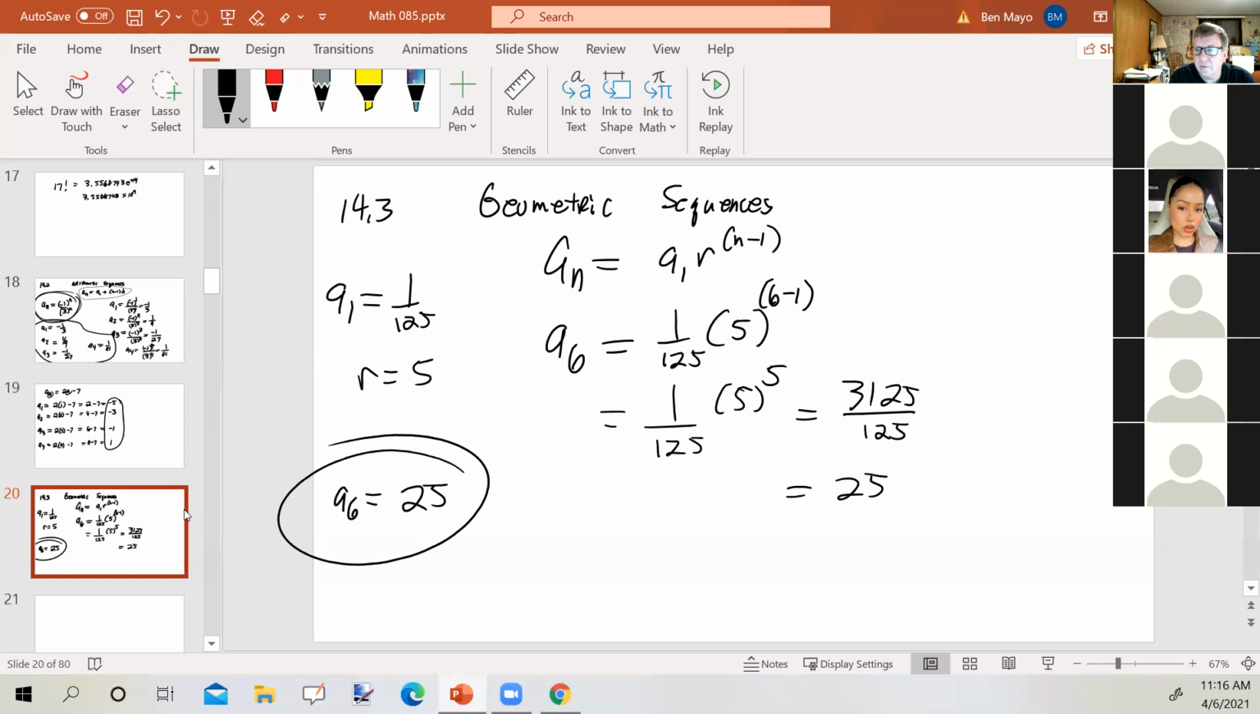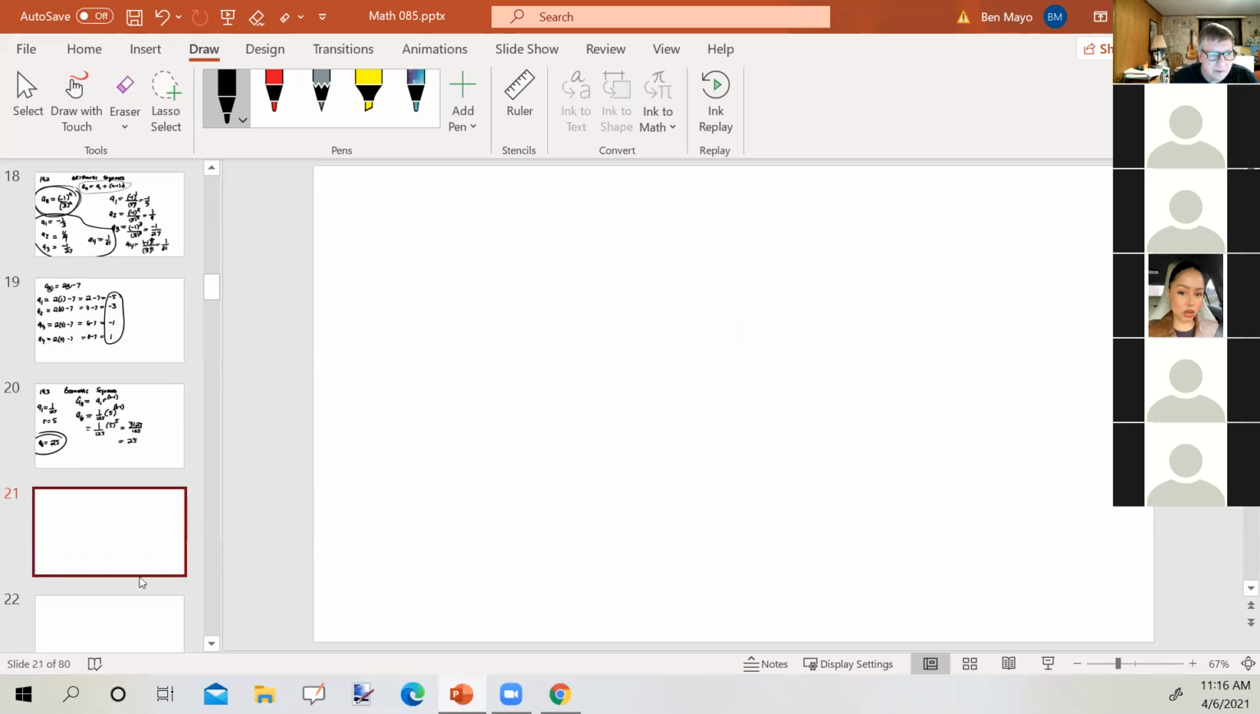Something else from 14.3. We've got about 4 minutes left. Anybody? Anything? Suddenly everybody has some. I have a question for number 7. Can you read it? Yes. It says first term 56, common ratio 1/2.